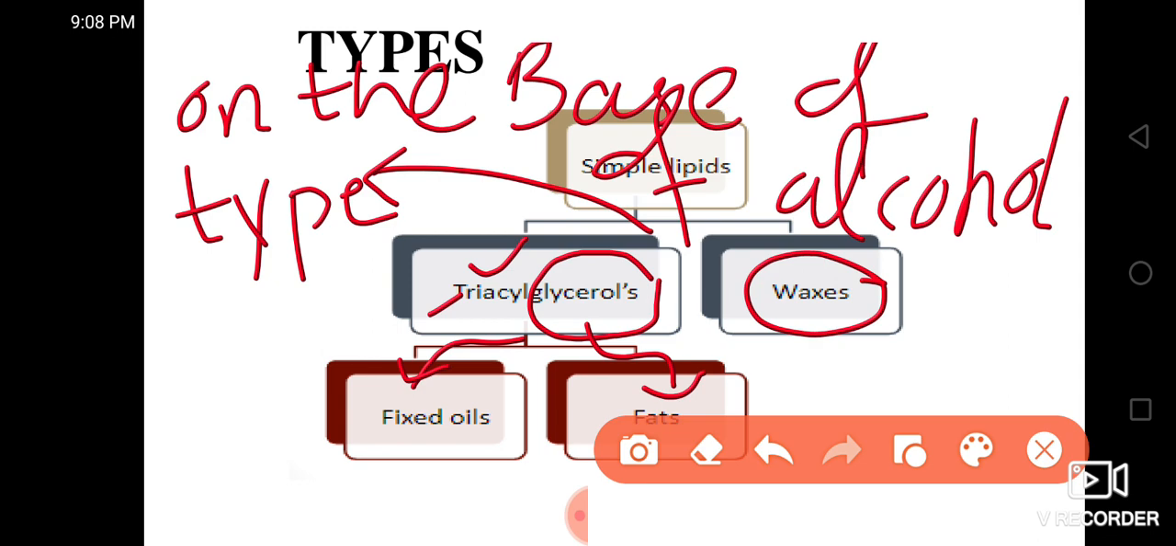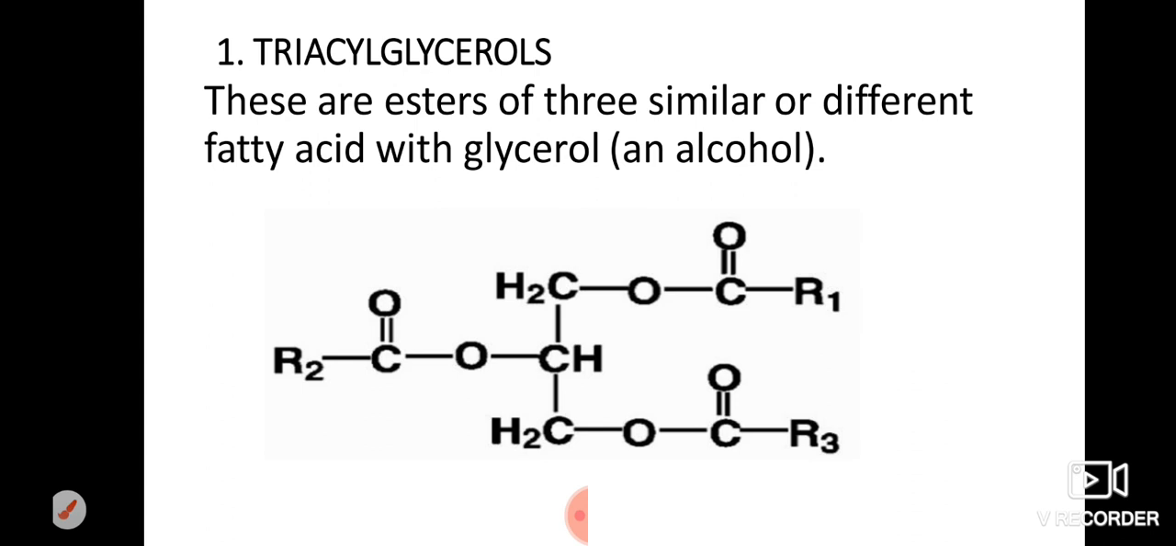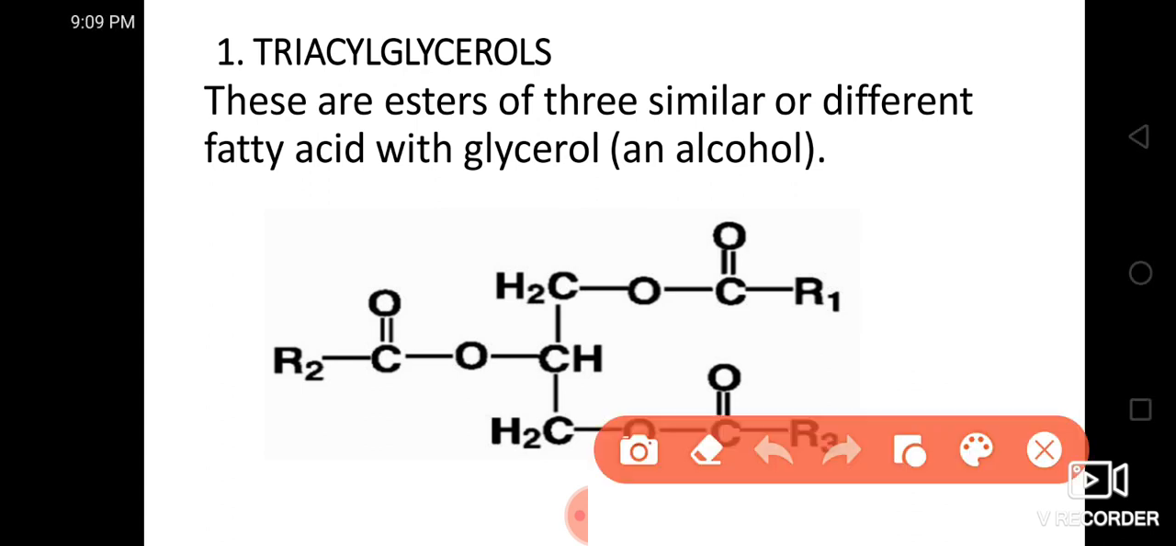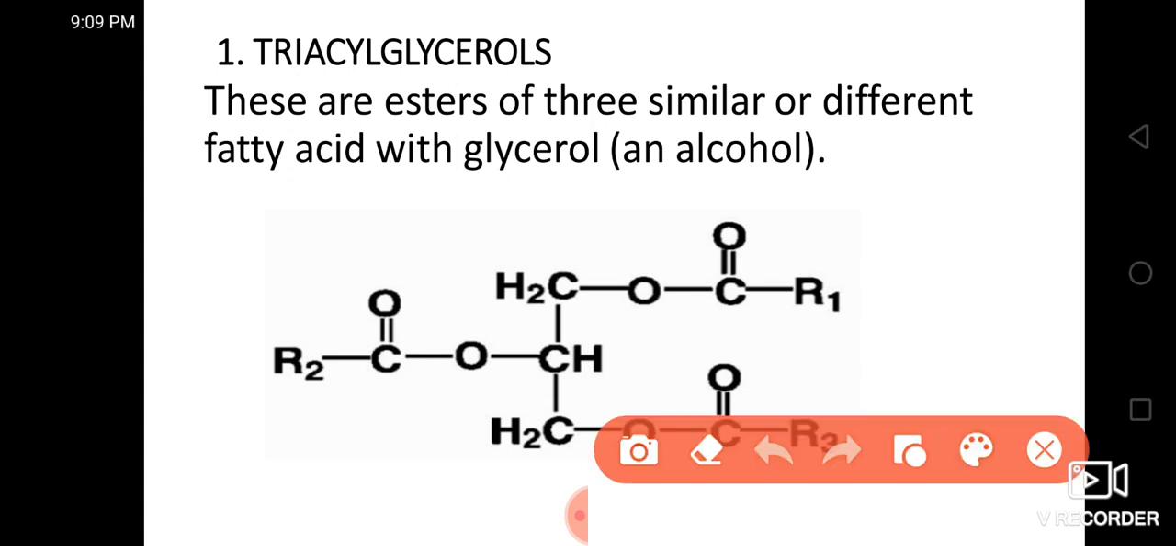So first we are going to discuss triacylglycerol. These are esters of three similar or different fatty acids with glycerol. It is composed of three molecules. I will also explain how to make the simple structure of this triacylglycerol. First I am going to draw a glycerol structure. Actually this triacylglycerol is composed of three components: the words tri, acyl, and glycerol.